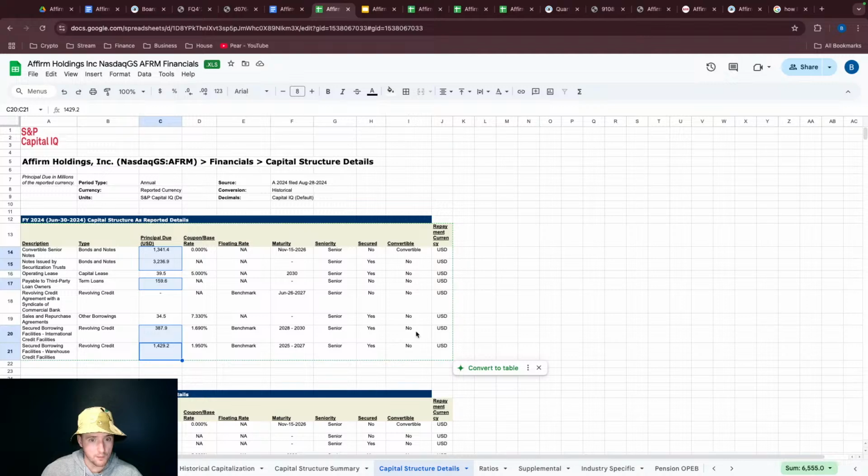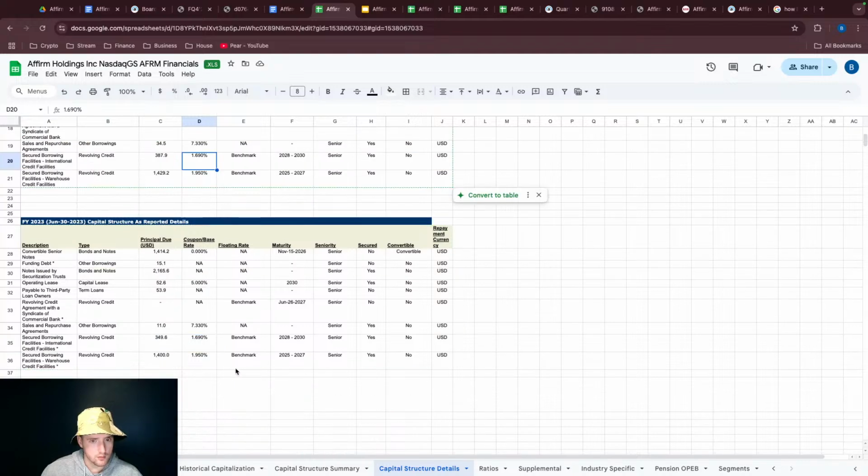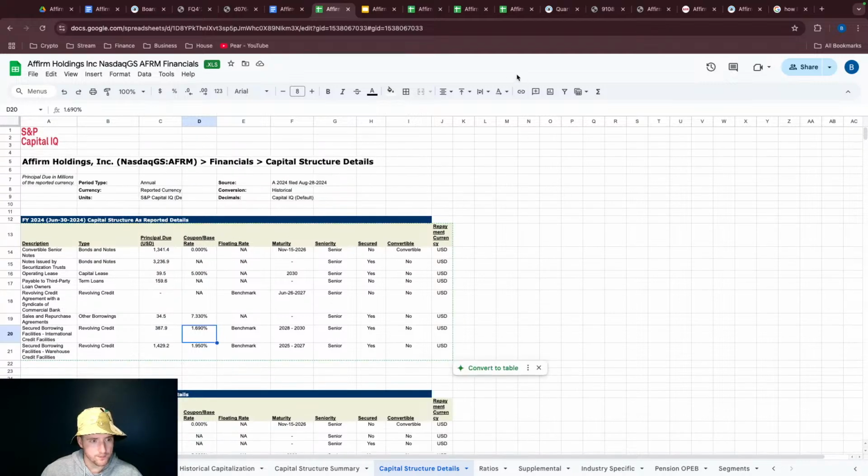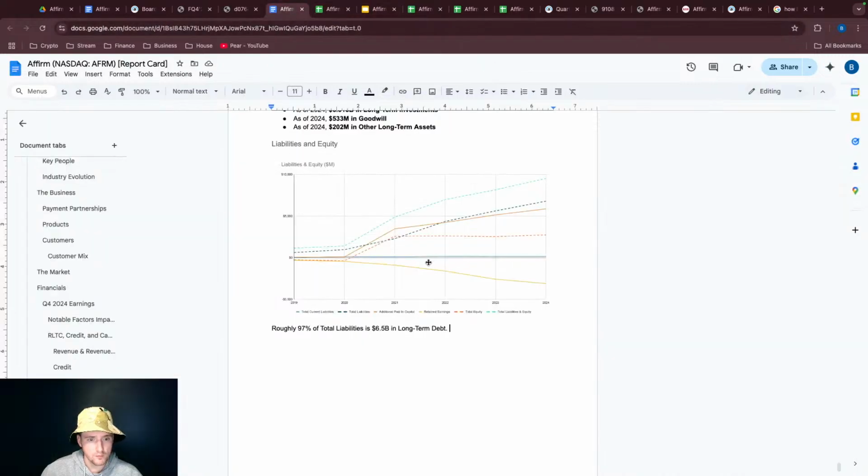So they're company notes. There's no maturity on these or these convertible notes. Secured borrowing facilities. Most of the long-term debt are financial vehicles issued by the company, such as bonds and notes.